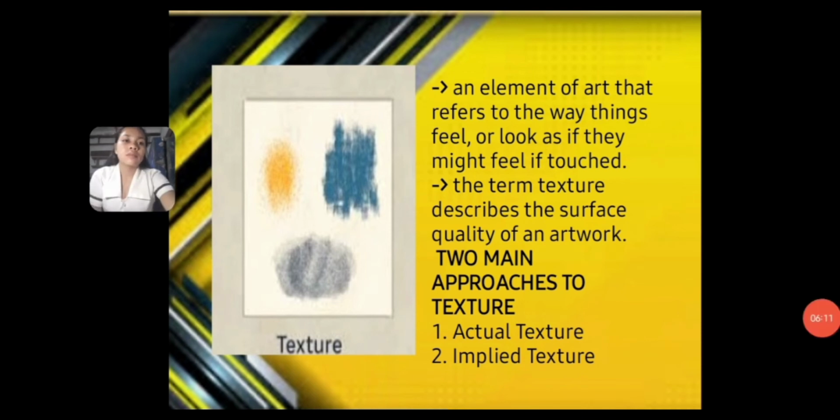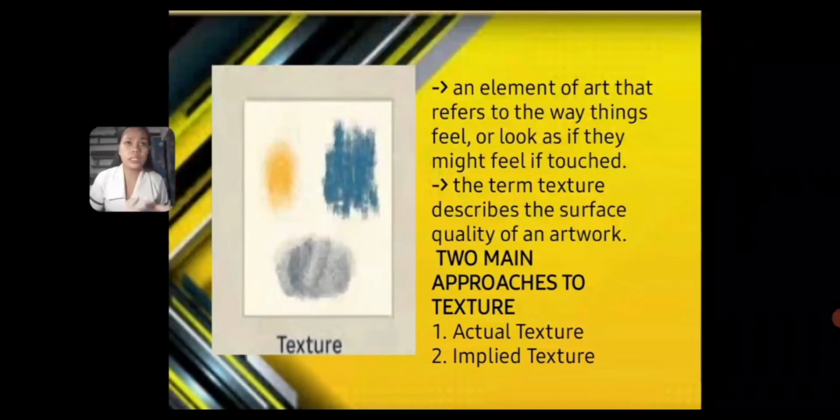There are two main approaches to texture. The first one is tactile texture, or physical texture. It is the actual physical surface of an artwork or design. It describes the tactile feeling you would get if you were to run your hand over an artwork. And the next one is the implied texture. Implied texture is created using other elements of art, including form, line, shape, and color.